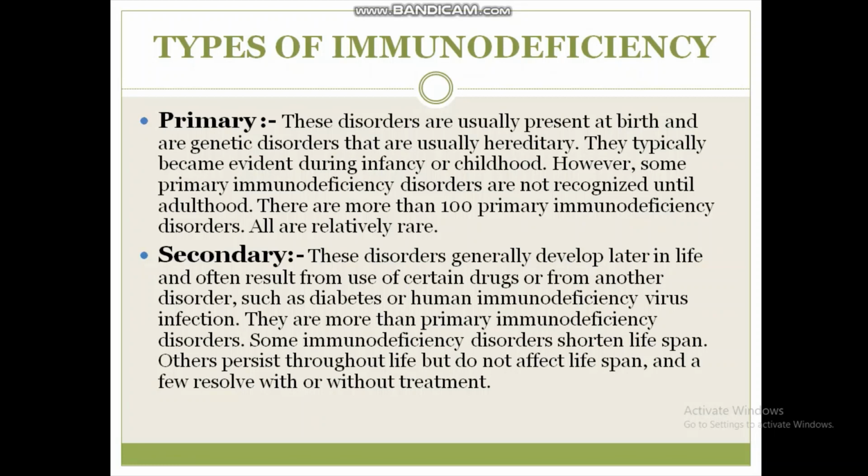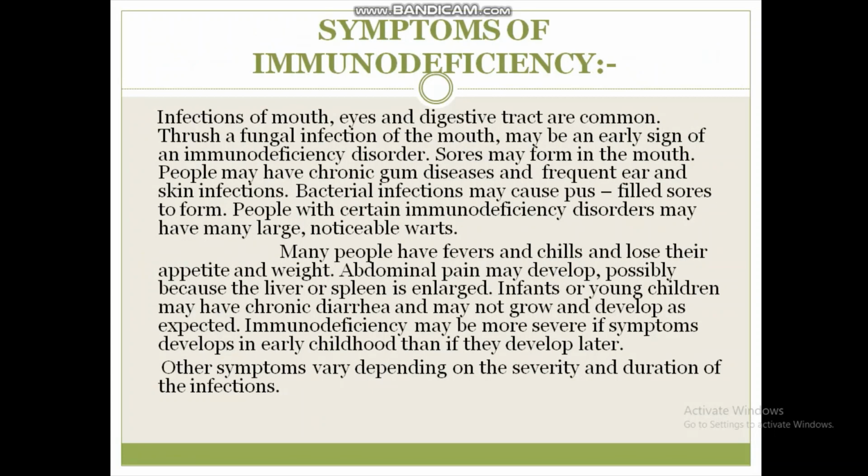These disorders generally develop later in life and often result from use of certain drugs or from other disorders such as diabetes or human immunodeficiency virus infection. They are more common than primary immunodeficiency disorders. Some immunodeficiency disorders shorten lifespan. Others persist throughout life but do not affect lifespan, and a few resolve with or without treatment. After this, we will see symptoms of immunodeficiency.